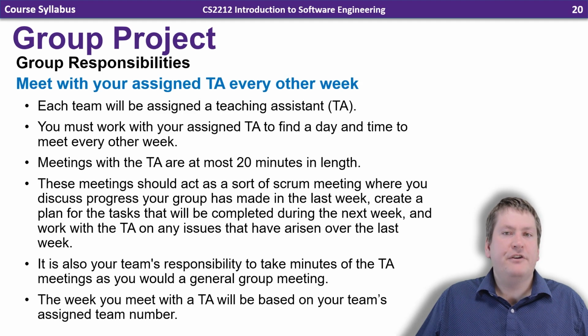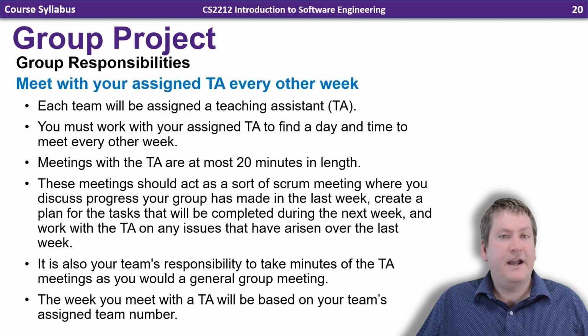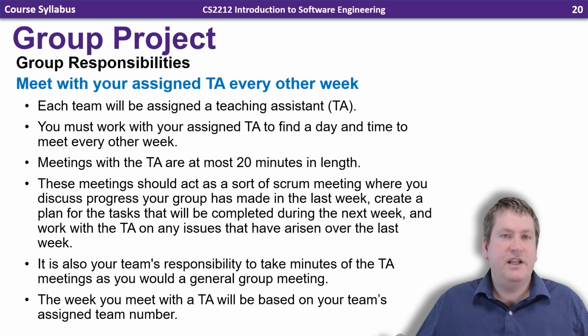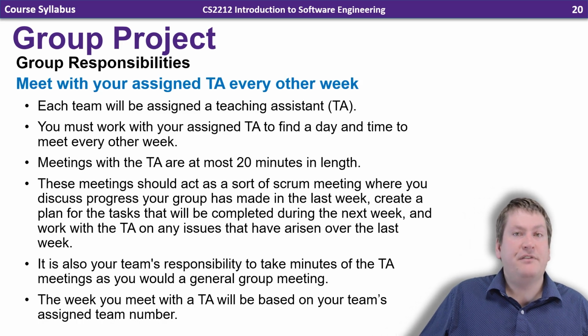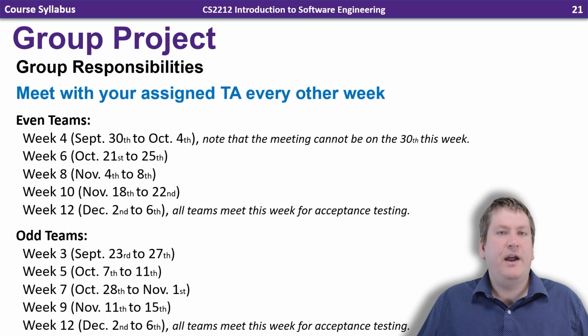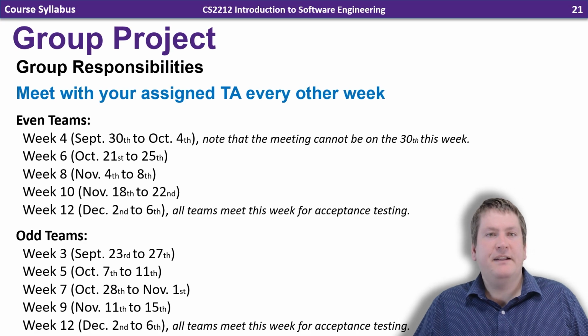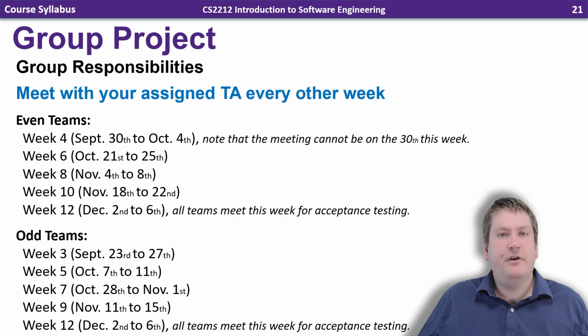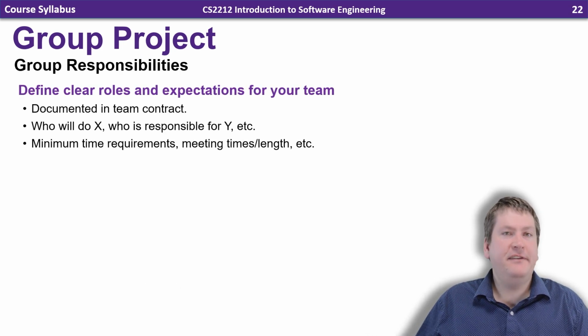The week you meet with your TA is going to be based on your assigned team number. After teams are formed, I'm going to give each team a number, and based on if that number is odd or even, it will determine what weeks you meet with your TA. I have a schedule here, but basically even teams meet in even weeks, and odd teams are going to meet in odd weeks, where this is considered to be week 0, and next week is considered to be week 1.